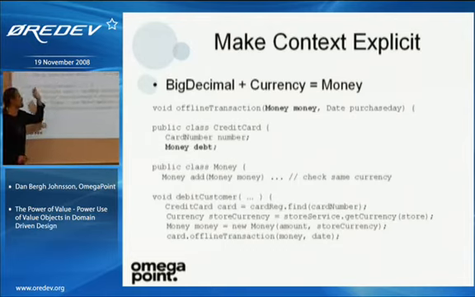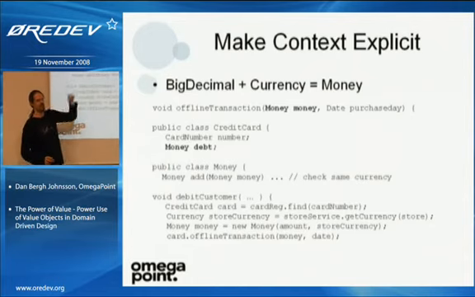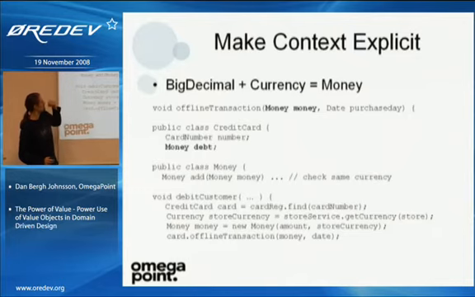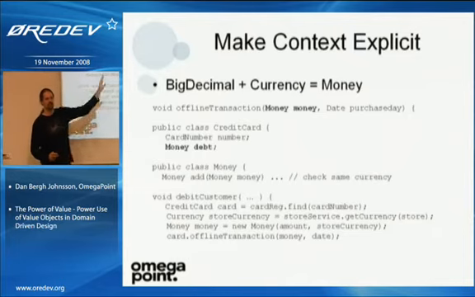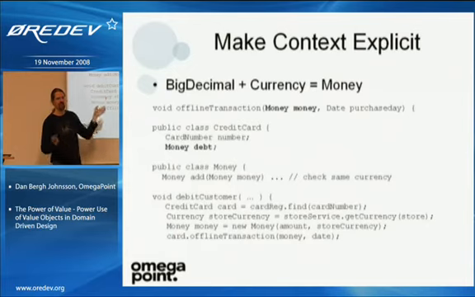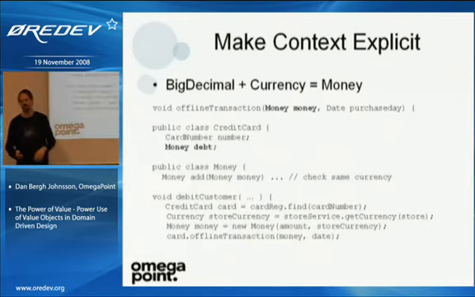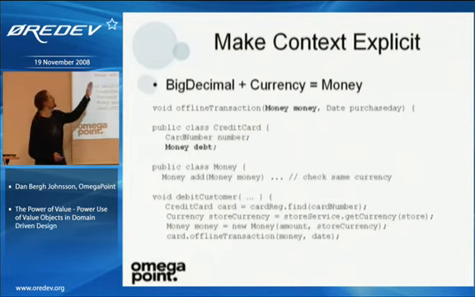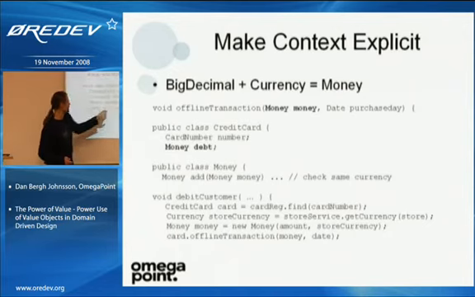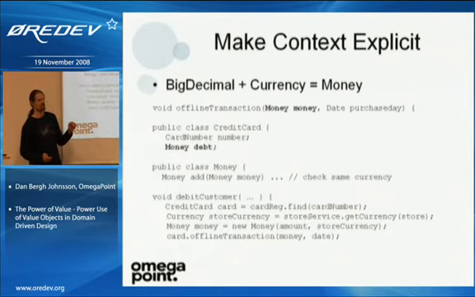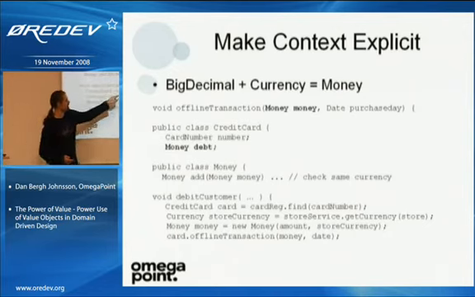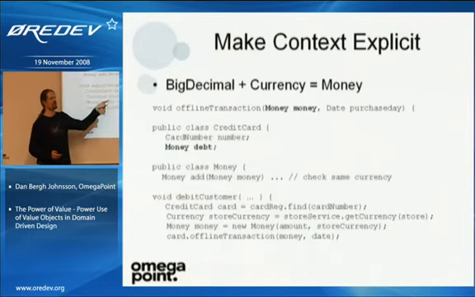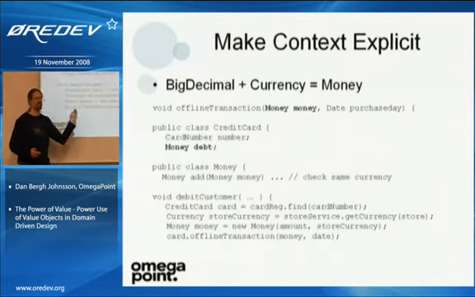We have a money class that has some kind of add method, so that when we add a debt, we can do that by taking money and adding more money, and it will check that it's the same currency. Of course, now the client who will call the offline transaction takes the pain of actually getting the information out of the context and sending it explicitly.